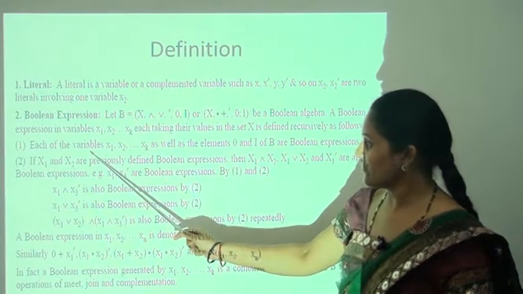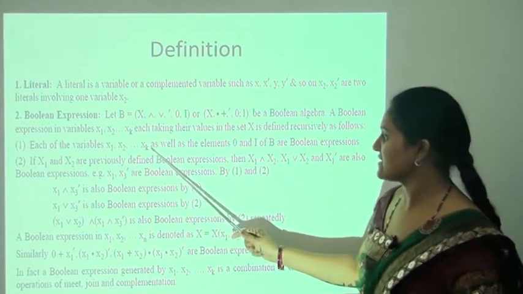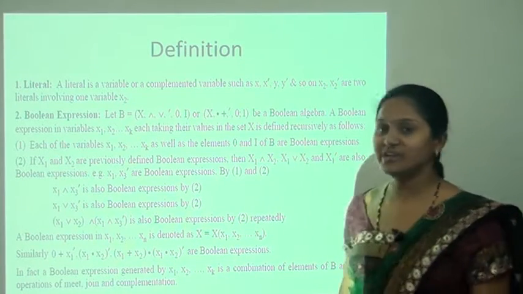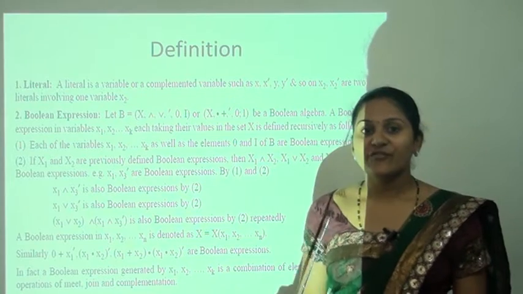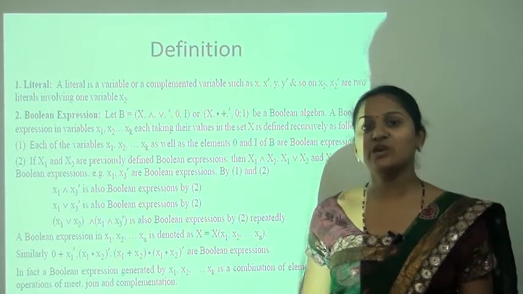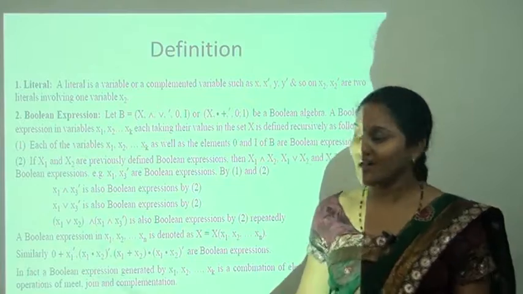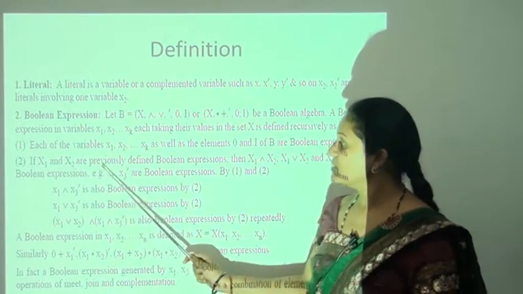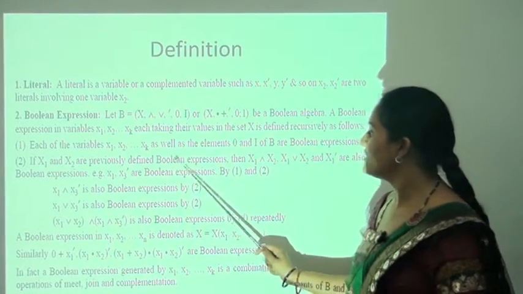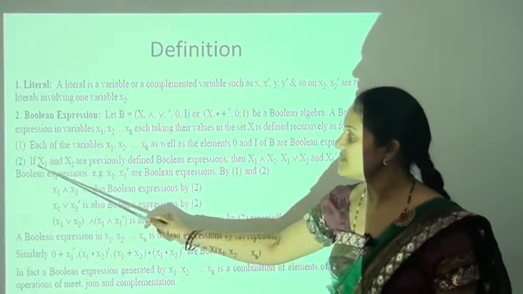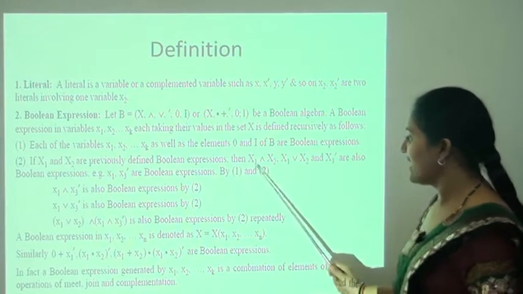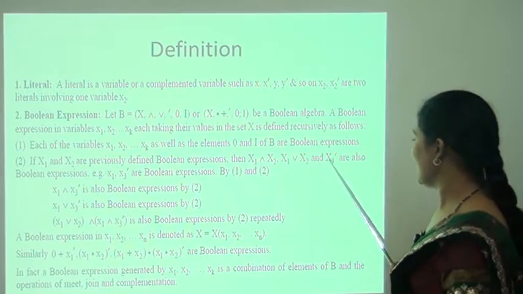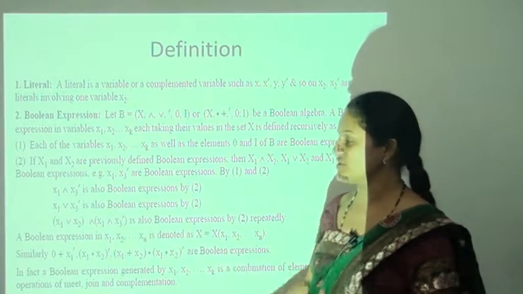First of all, each of the variables x1 to xk as well as the elements 0 and 1 of B are Boolean expressions. It means for the set B, x1 to xn and 0 and 1 are included in this set. And secondly, if x1 and x2 are previously defined Boolean expressions, then x1 and x2, x1 or x2, and x1-dash are also Boolean expressions.